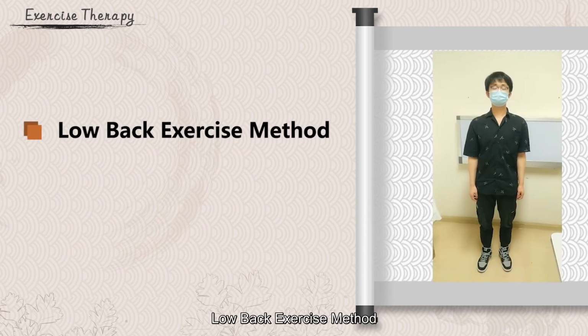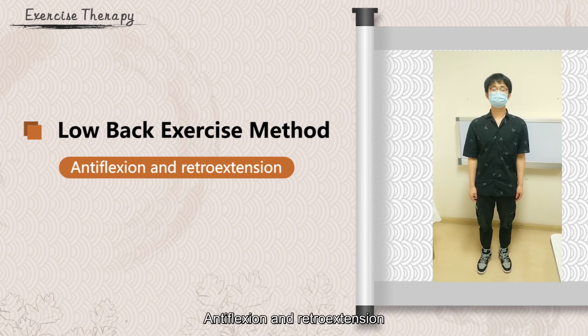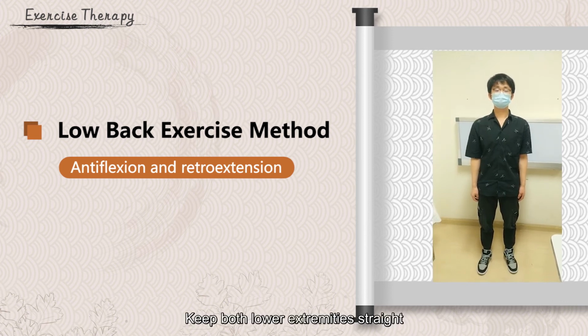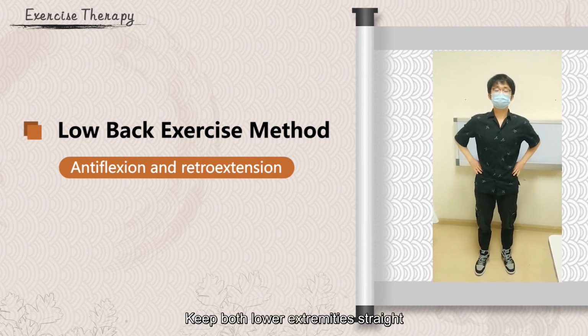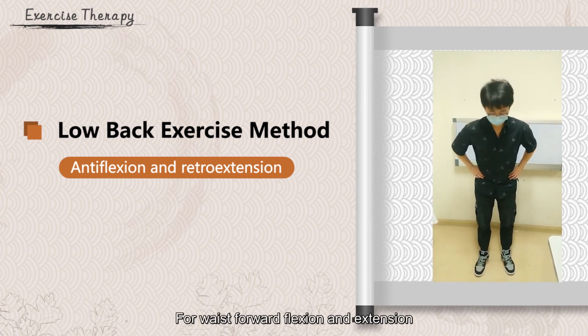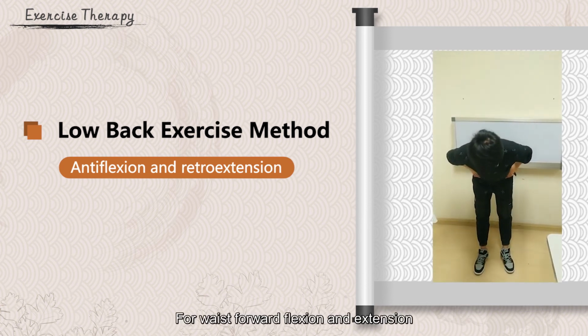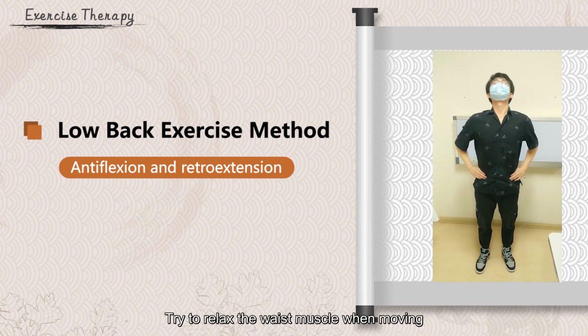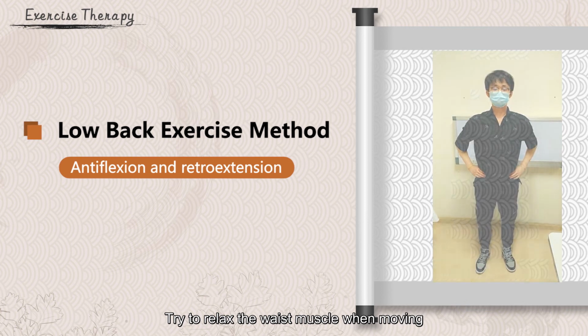Low back exercise method. Anti-flexion and retrotension. Stand with your feet shoulder width apart. Keep both lower extremities straight, and rest the arms on the hips for waist forward flexion and extension. Repeat 6 to 8 times. Try to relax the waist muscles when moving.